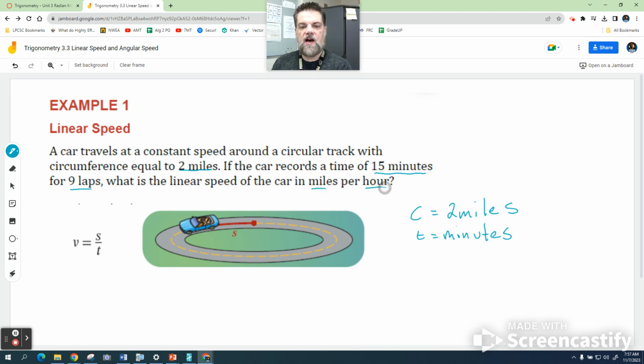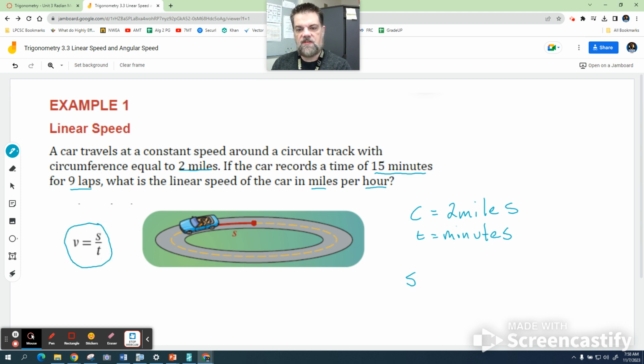Miles per hour. Okay, miles per hour. So we're going to have to do some conversions and all that stuff. The formula they give us, though, is that the linear speed velocity is equal to the arc length, right, times or divided by time. All right, so let's do a couple of things. Well, let's figure out what S is, because I'm going to have to plug stuff into this formula.